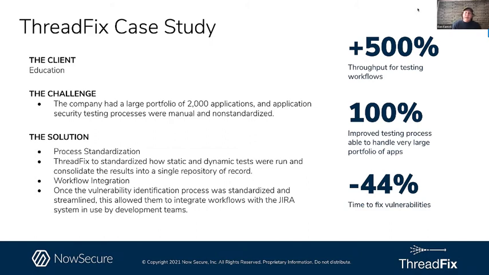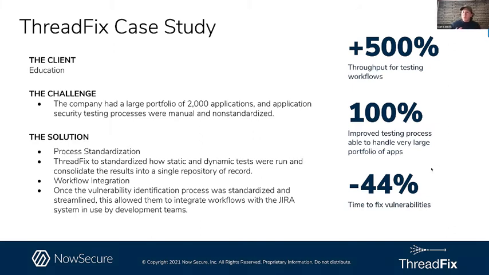And again, the real win from a risk management standpoint is a 44% reduction in the mean time to fix for vulnerabilities. And that's what I love to see. Again, getting all of this testing going is fantastic, but you've got to fix stuff on the other end, right? Testing is only the first part of the process. And so it's great that we're able to work with them to get their testing throughput so much higher.